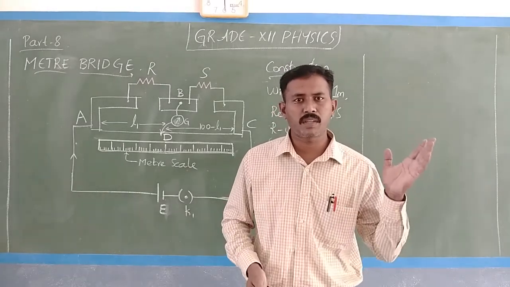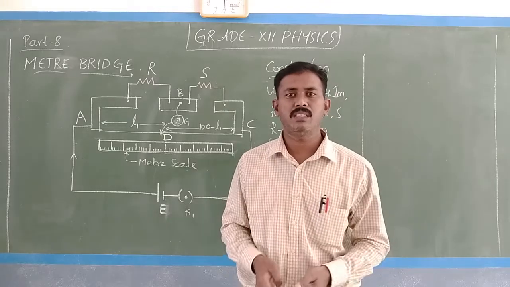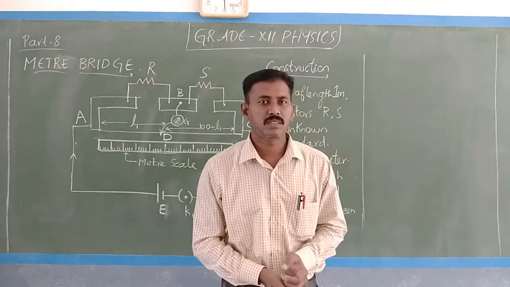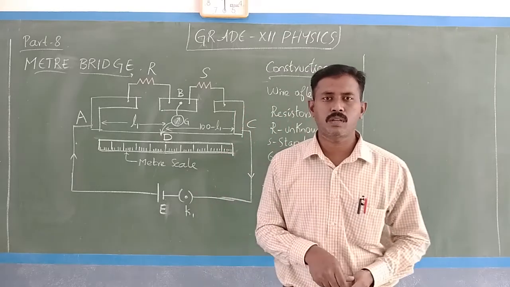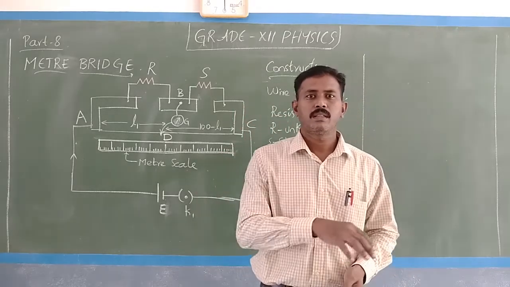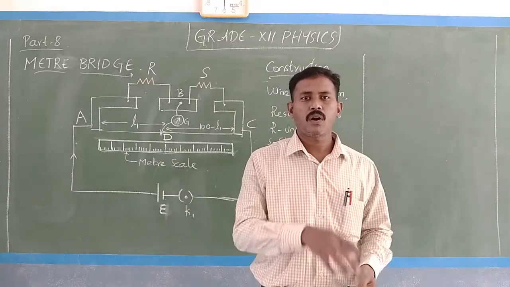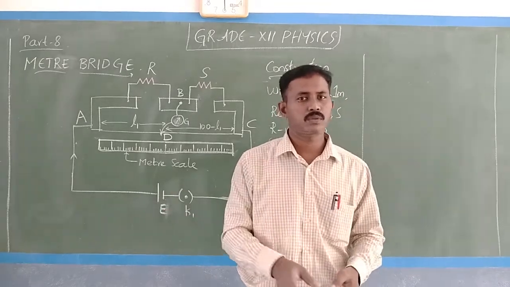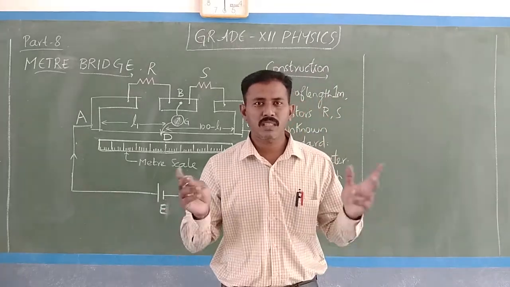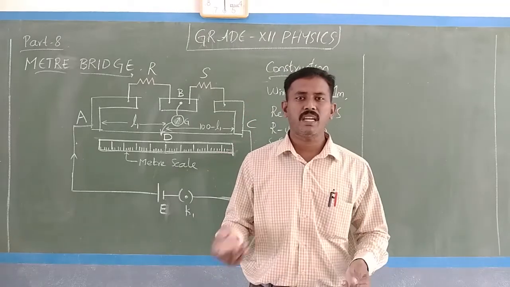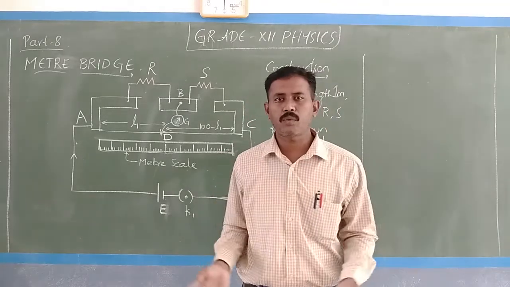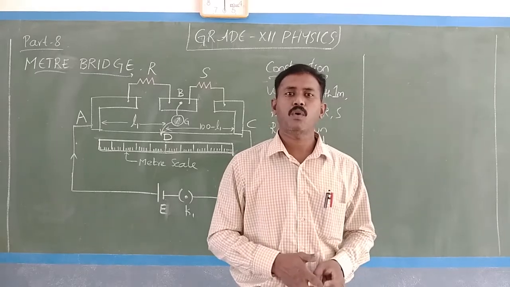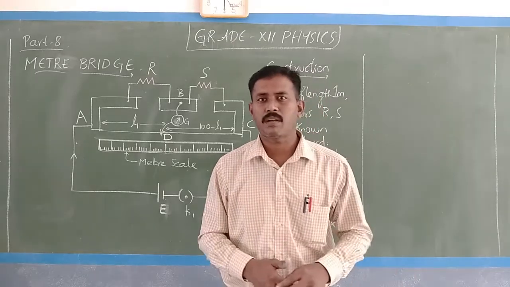Junction rule means what? The sum of the currents entering a junction is equal to the sum of the currents leaving the junction. Then what is the voltage rule? The sum of all the potential drops in a closed loop is equal to 0. So using these two concepts, we can find any unknown values of the currents, voltage or resistance, provided Ohm's law is used everywhere.